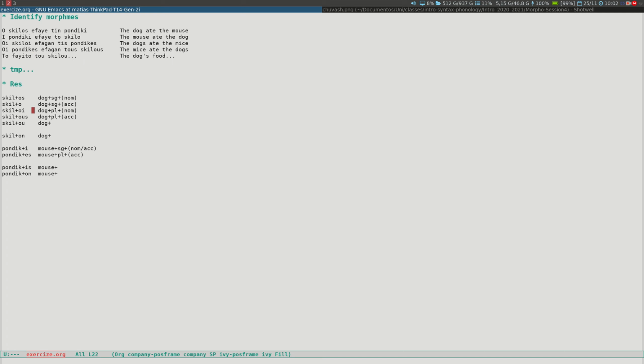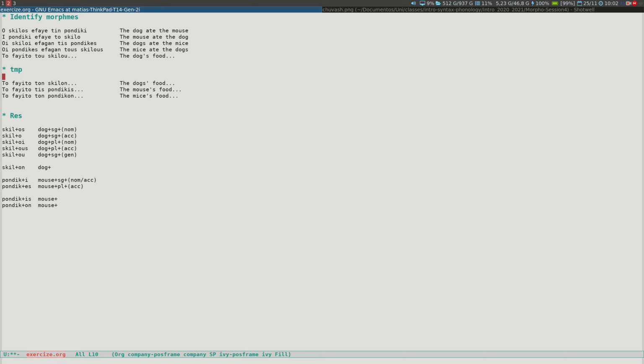However, since it's the dog's food, then the O is very likely singular. It's just one dog there, and it's very likely a genitive. In case you're wondering, I'm putting brackets here because we're not sure. We don't know what Greek does about case marking. So let's go to the next sentence.